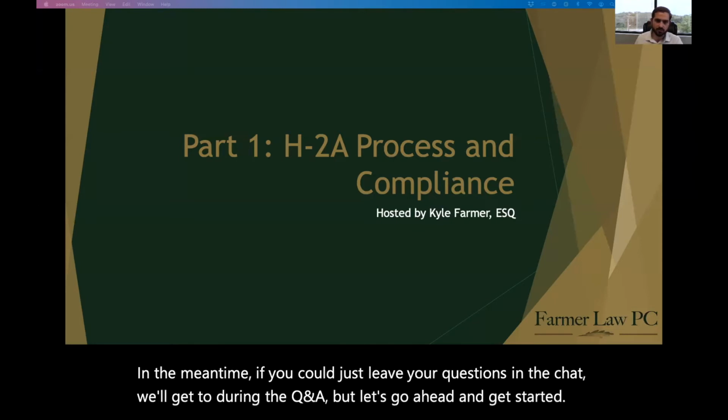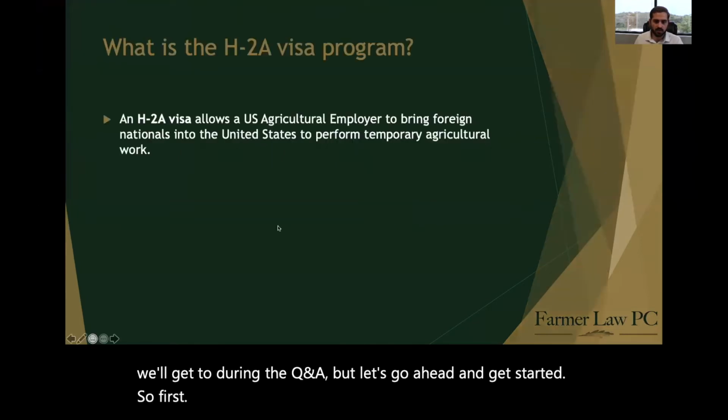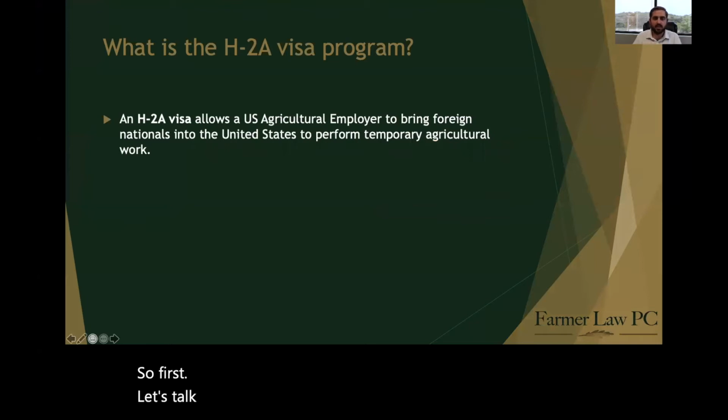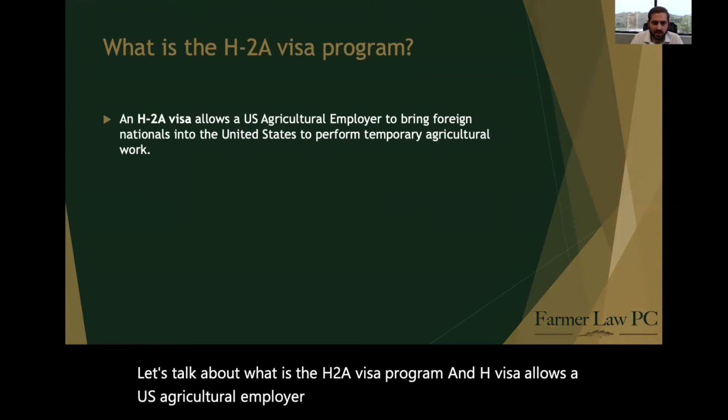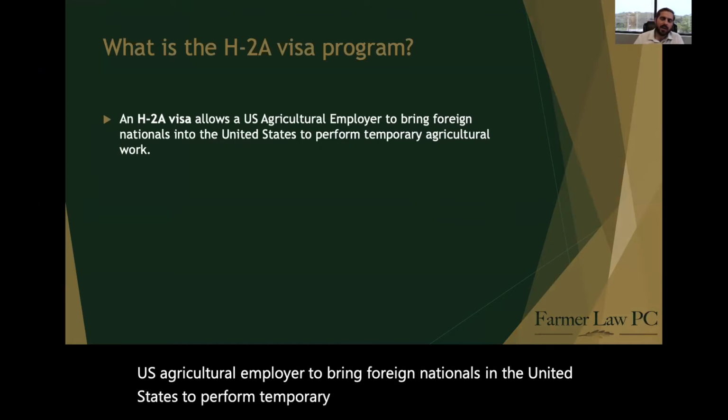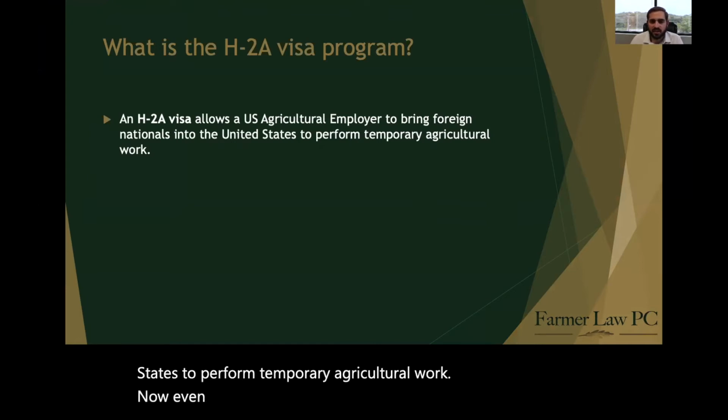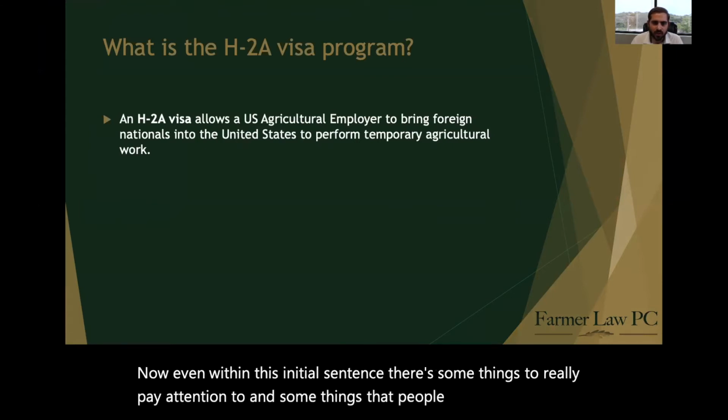So first, let's talk about what is the H-2A visa program. An H-2A visa allows a U.S. agricultural employer to bring foreign nationals into the United States to perform temporary agricultural work. Now, even within this initial sentence, there are some things to really pay attention to and some things that people oftentimes overlook. And notice that it says temporary.